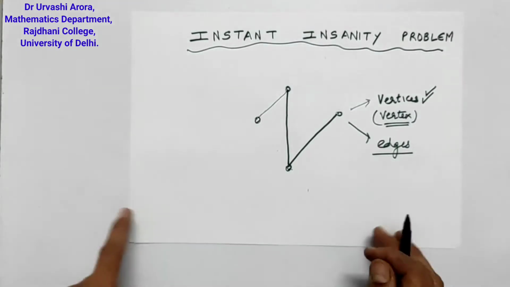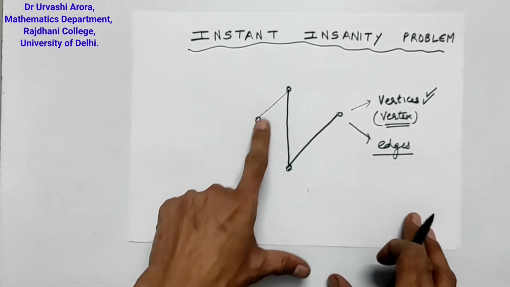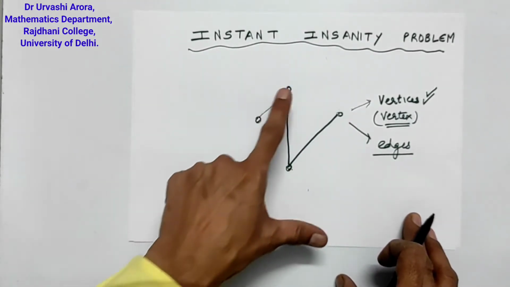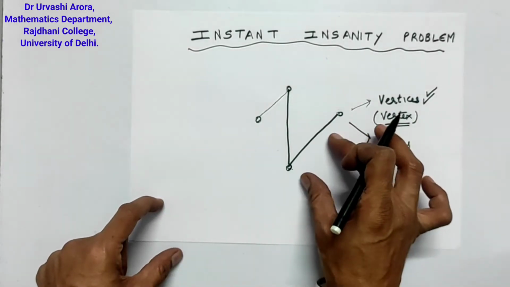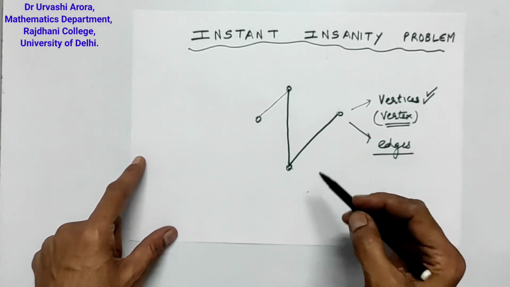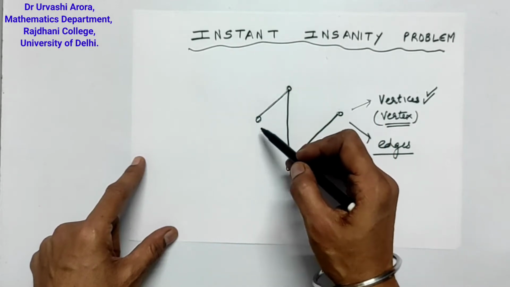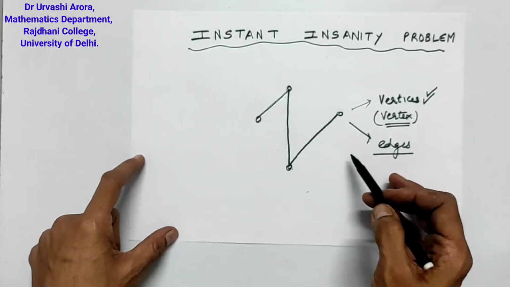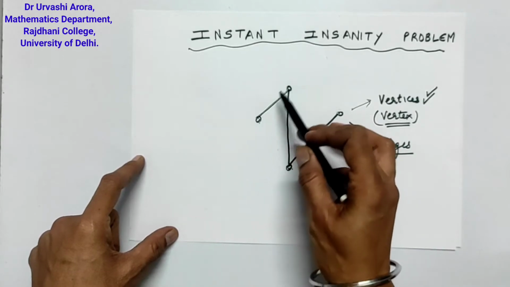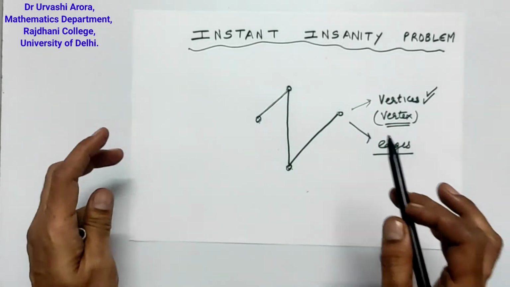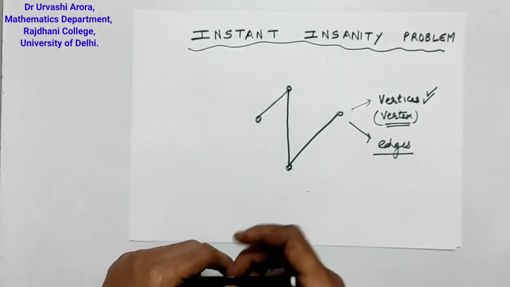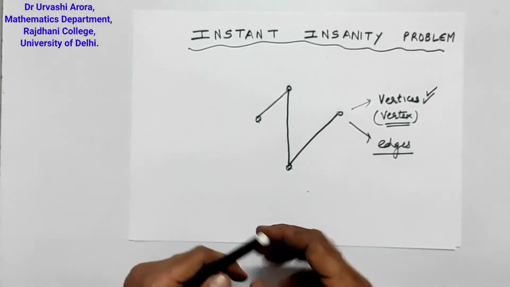Now, when you are drawing a graph, it is not important where the vertices are placed. They can be far, they can be close. Also, it is not important how the edges are drawn. The edges can be straight lines, they can be curved lines. What is important in a graph is whether or not two vertices are joined by an edge. So that is what is important in graph theory. This is just an overview of what graph theory is all about.